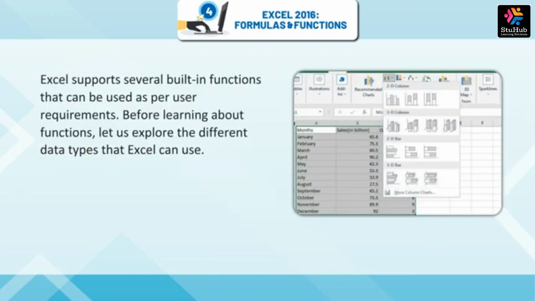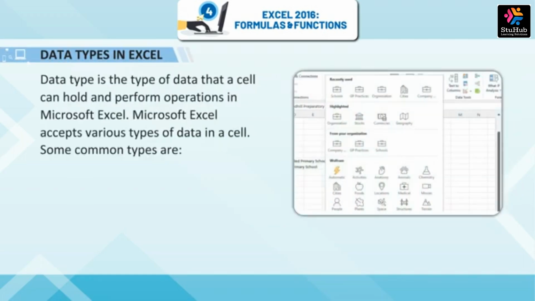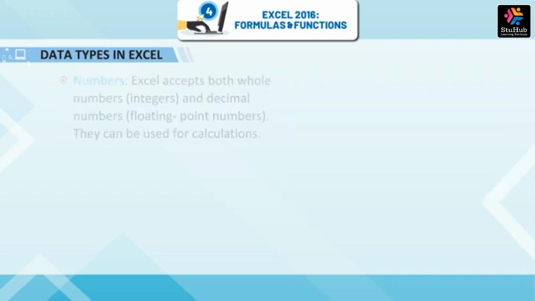Let's get started. Excel supports several built-in functions that can be used as per user requirements. Before learning about functions, let us explore the different data types that Excel can use. Data types in Excel. Data type is the type of data that a cell can hold and perform operations in Microsoft Excel. Microsoft Excel accepts various types of data in a cell. Some common types are text. This includes letters, numbers and special characters that are treated as plain text. It is typically left aligned in the cell.